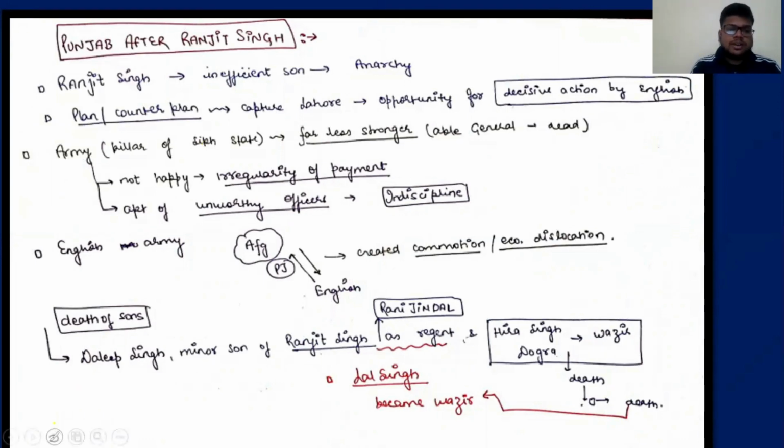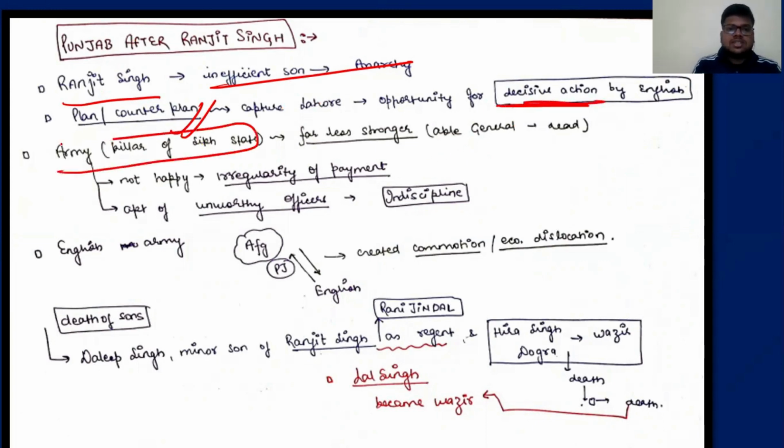Right? Let's revise this once. So Ranjit Singh died, inefficient successors, anarchy, plans and counterplans to capture Lahore, and a decisive opportunity for decisive action by the British army. The pillar of the Sikh state was far less strong. Able generals died, there was unhappiness with the regularity of payment, a lot of indiscipline, and money was less.